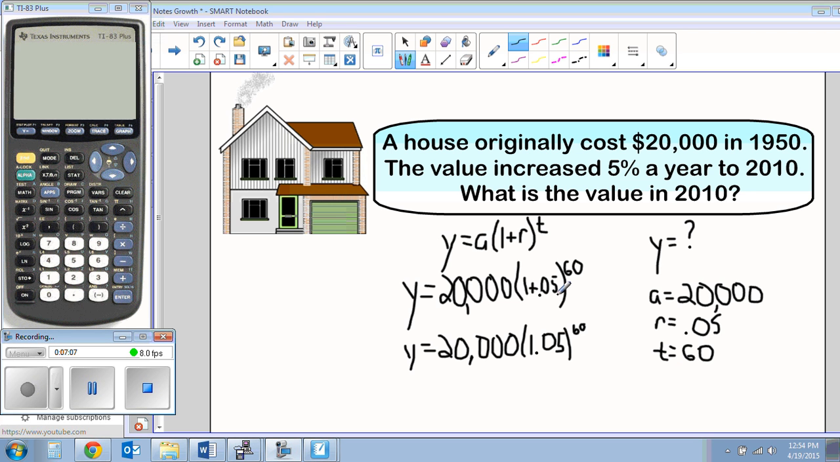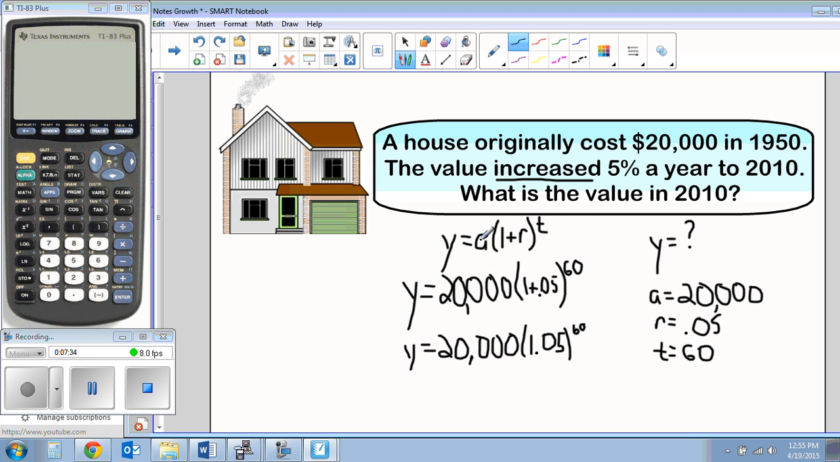Alright, so we said that the house originally cost $20,000 in 1950. The value increased 5% each year, which seems kind of rare, but it does happen depending on the area, up to 2010. We want to find the value in 2010. So we don't know our final amount. We know that it started off at $20,000, and the rate is 0.05, and the time that's gone by is 60 years. And we know it's going to be exponential growth because it says the word increased.